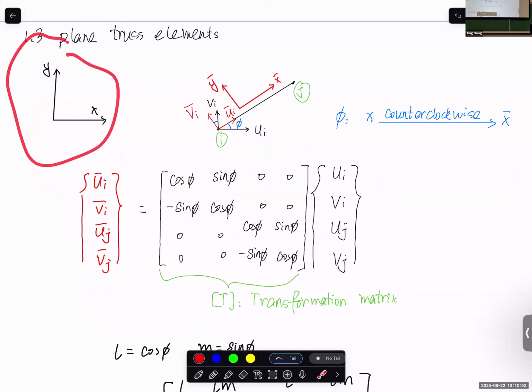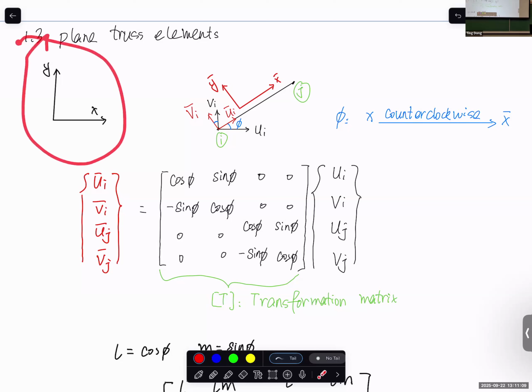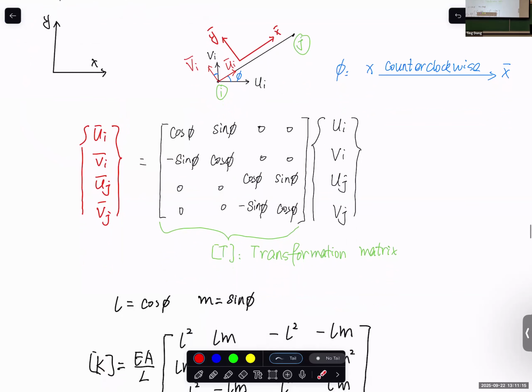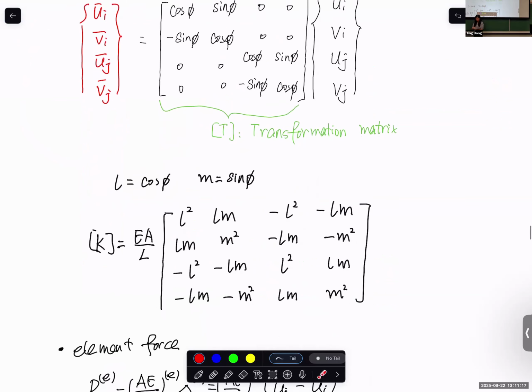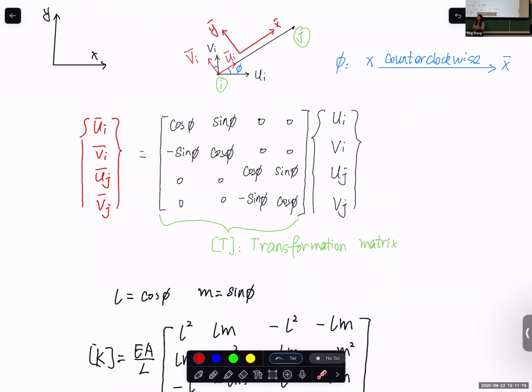The global coordinates make sure that every element in our truss system, no matter what angle it is in the 2D space, always has the same global coordinates. We don't want 100 students to have 100 different globals, then what's the point, right? So we consider this the one language we speak. So basically, if 100 students solve it, you should have the same UI, UJ, VI, VJ.